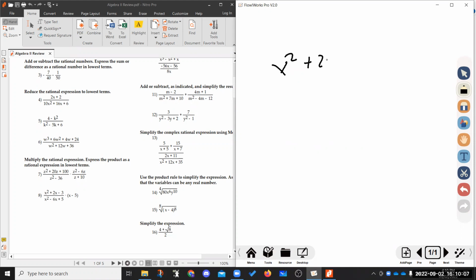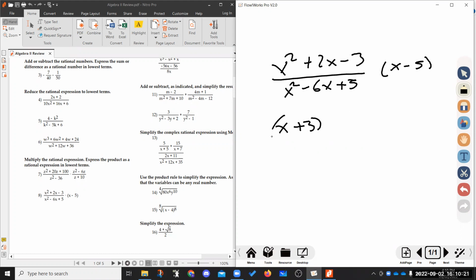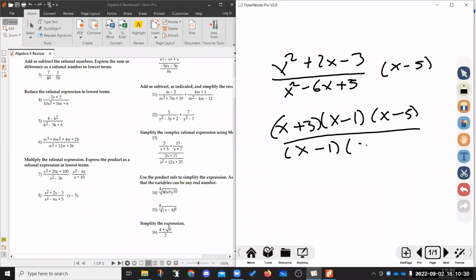X squared plus 2x minus 3 divided by x squared minus 6x plus 5 times x minus 5. Give me x plus 3 times x minus 1 times x minus 5 over x minus 1 times x minus 5 minus x plus 3.